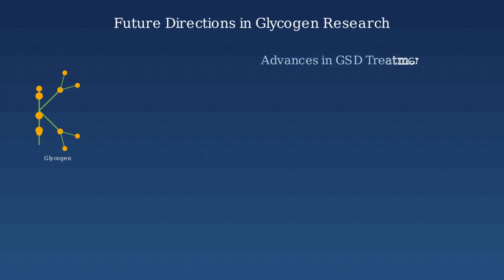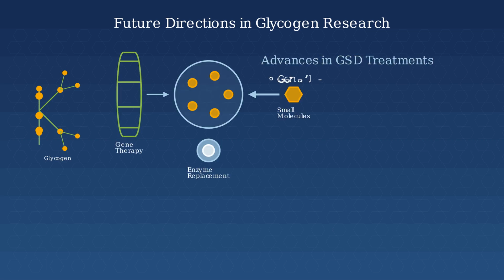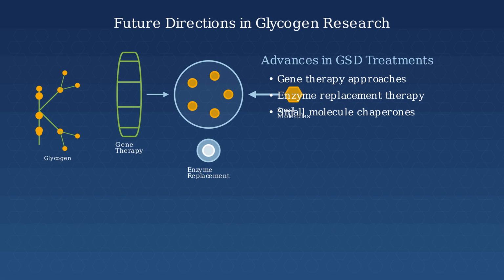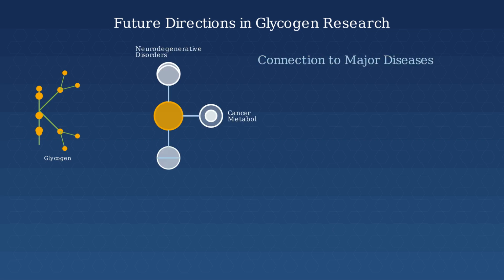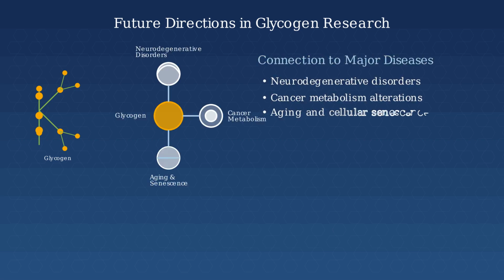Advances in glycogen storage disease treatments include promising gene therapy approaches, improved enzyme replacement therapies, and novel small molecule chaperones. Emerging research explores connections between glycogen metabolism and neurodegenerative disorders, cancer cell metabolism, and cellular aging processes.